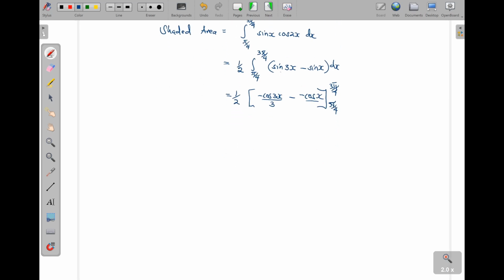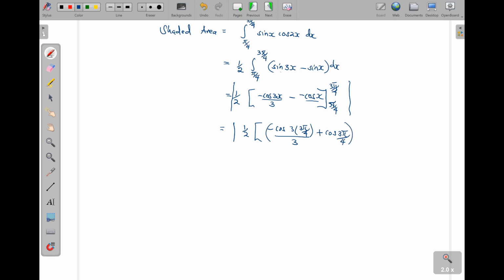Now remember, our shaded region is below the x-axis. So we shall have our modulus, this is a half. Now put the limits. You have negative cosine of 3 times 3 pi over 4, then over 3. This will be a plus cos of 3 pi over 4, like that.